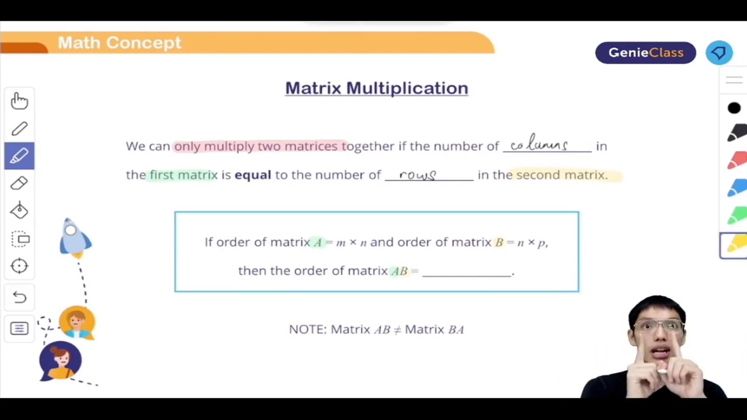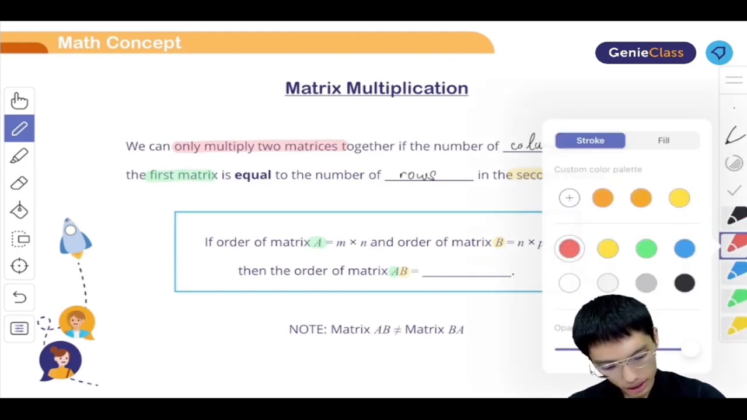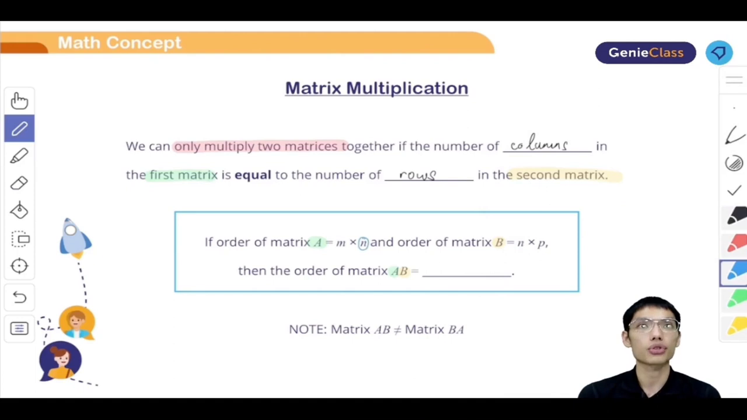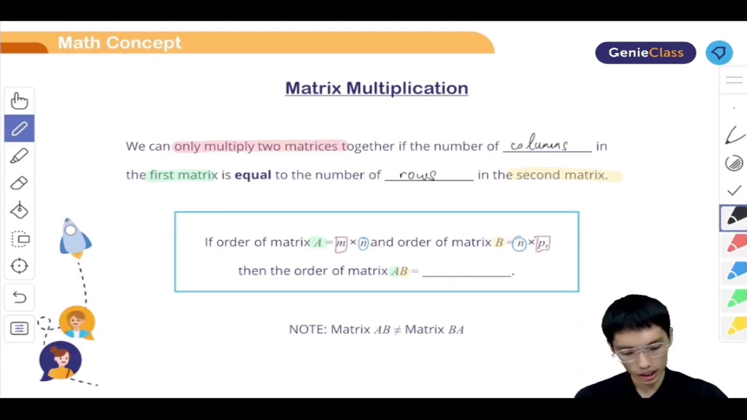So what I meant is the number of columns. Columns, if you recall, is on the right-hand side when I write the order. This is the order of the matrix. The number of columns in the first matrix is equal to the number of rows in the second matrix. And therefore, what will be the order of the resulting matrix? It's going to be these 2 numbers here, brought together to write the order, in this case, M times P.